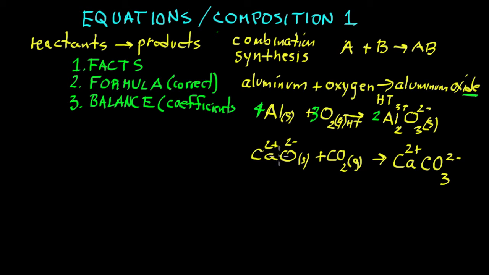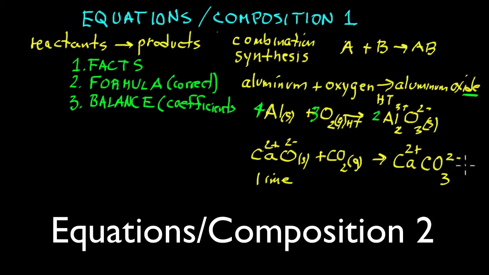Number 3, we got the facts. Calcium oxide is called lime. Okay. 1 oxygen, 2 is 3 here, 3, 1 carbon. It's already balanced. All right, so we're going to continue with composition 2, go to that, and we'll do a few more reactions, and we'll stop right there.